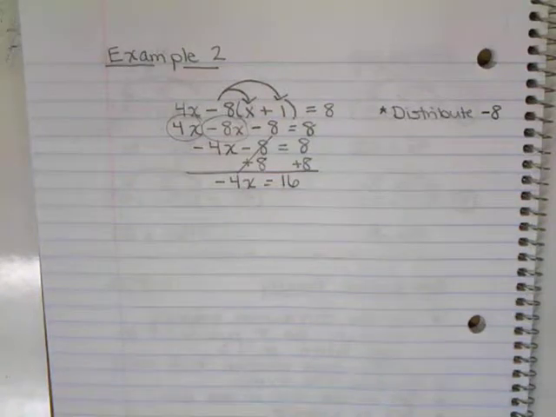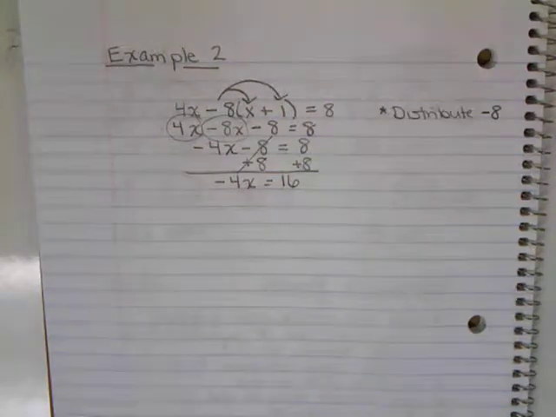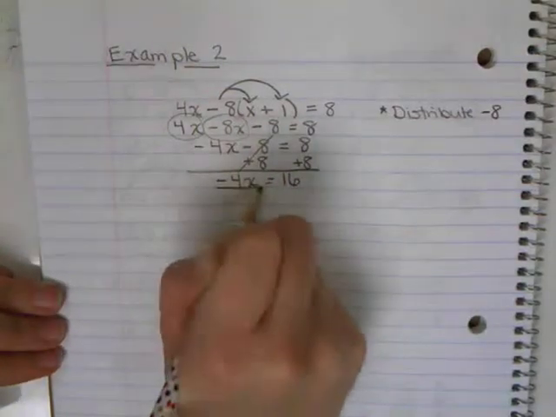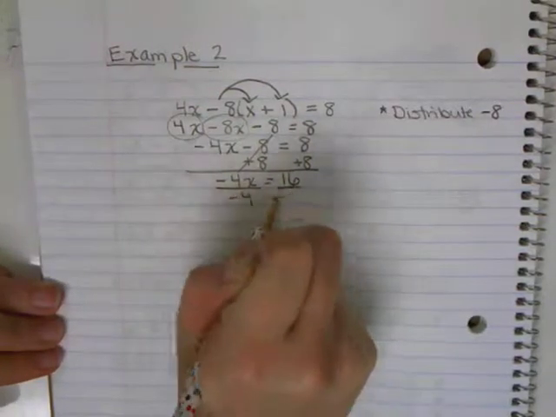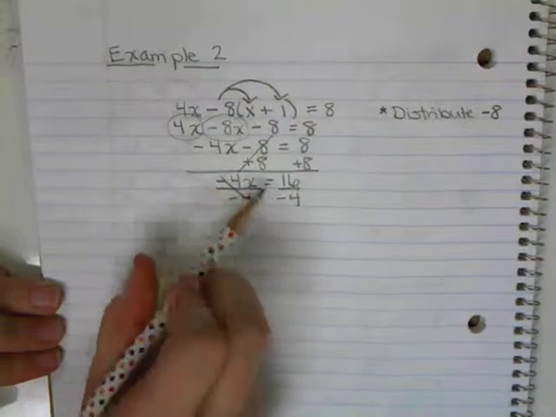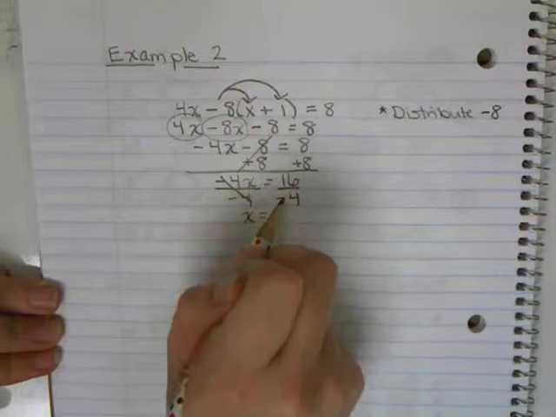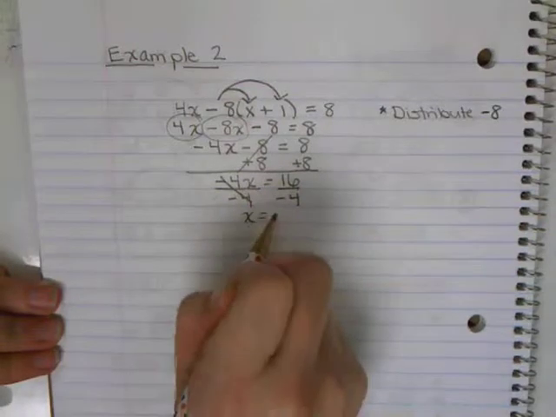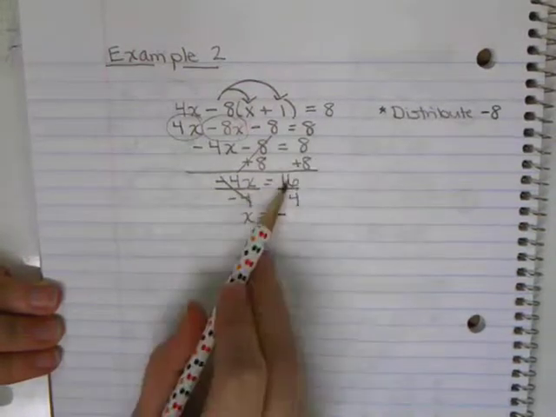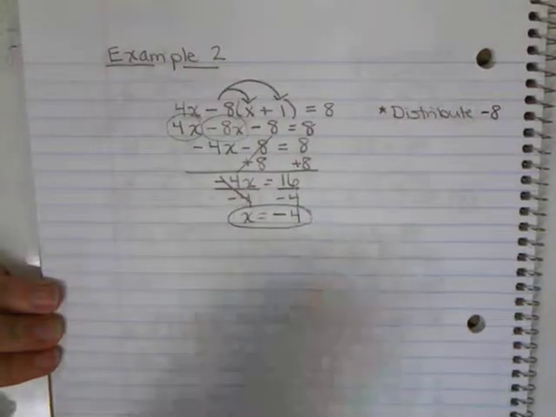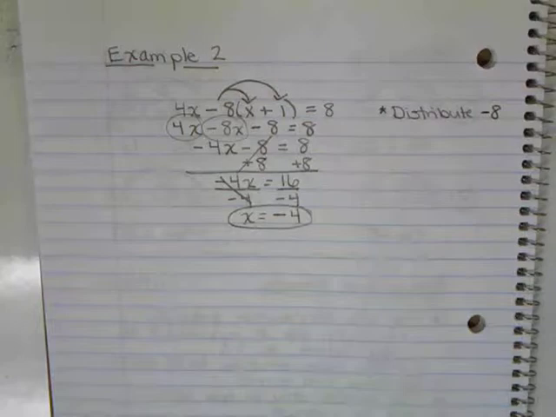Now what? What am I dividing by? Negative 4. Good. Negative 4x divided by negative 4 is? A positive divided by a negative is a negative. And 16 divided by 4 is? X equals negative 4.